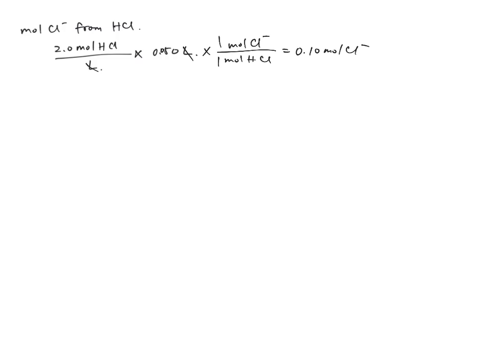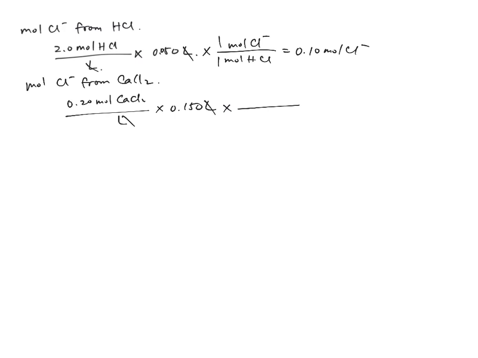I need 2 different numbers of moles of chloride ion, and I got 1 of them. So then, of course, the second is moles of chloride from calcium chloride. Calcium chloride has a concentration of 0.20 mole per liter, and you have 0.150 liters, cancel that.